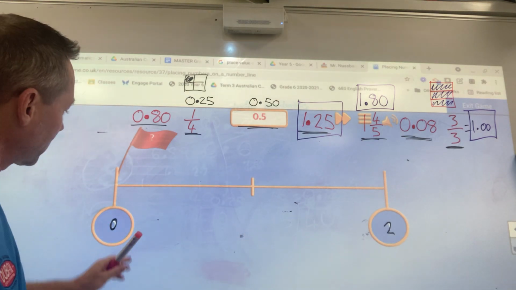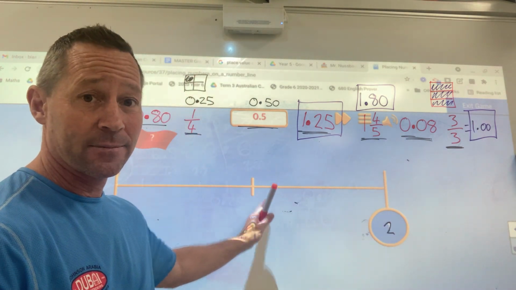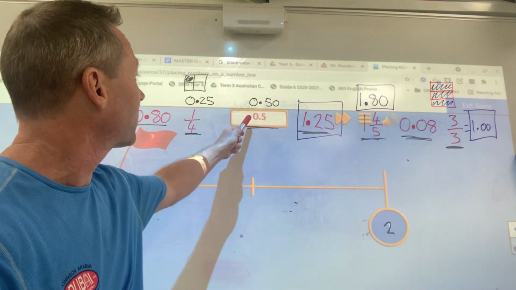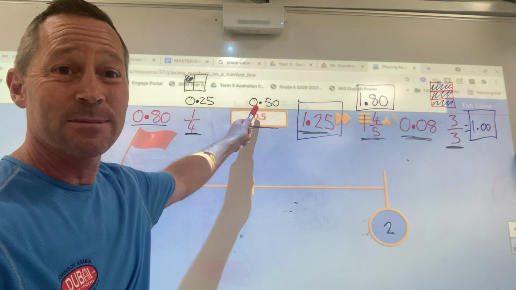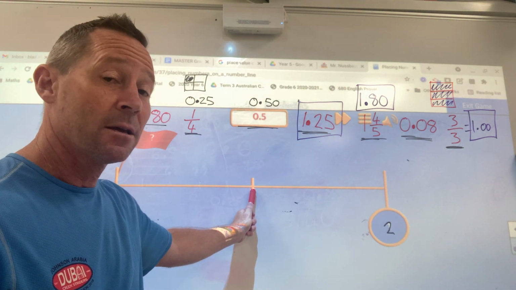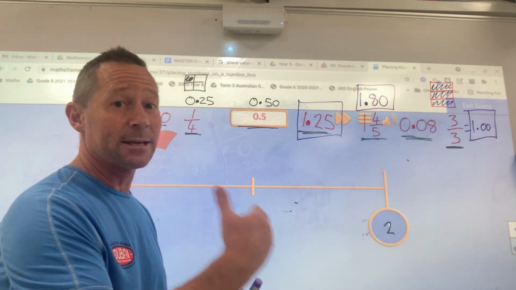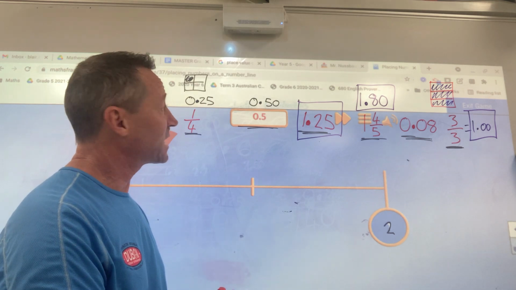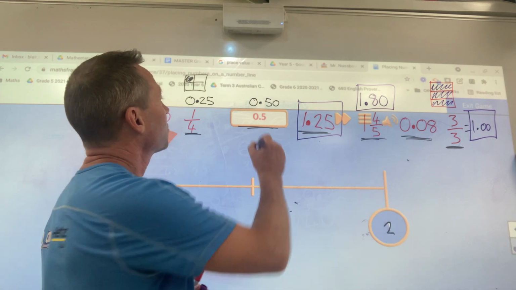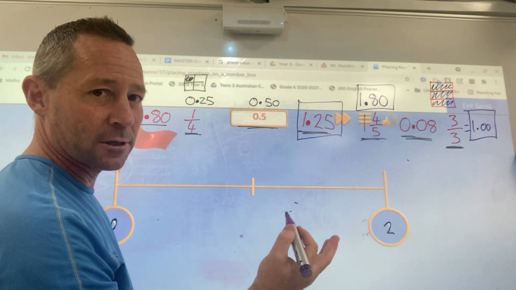First thing I do though, I have 0 and 2. What would go in here and why? For those people who thought, well, you put that 0.5 because that's the same as a half goes here. Would that be correct? I can understand why somebody would say that. It's not correct because what would you do if it was 1.5? So we'll come back to that one.